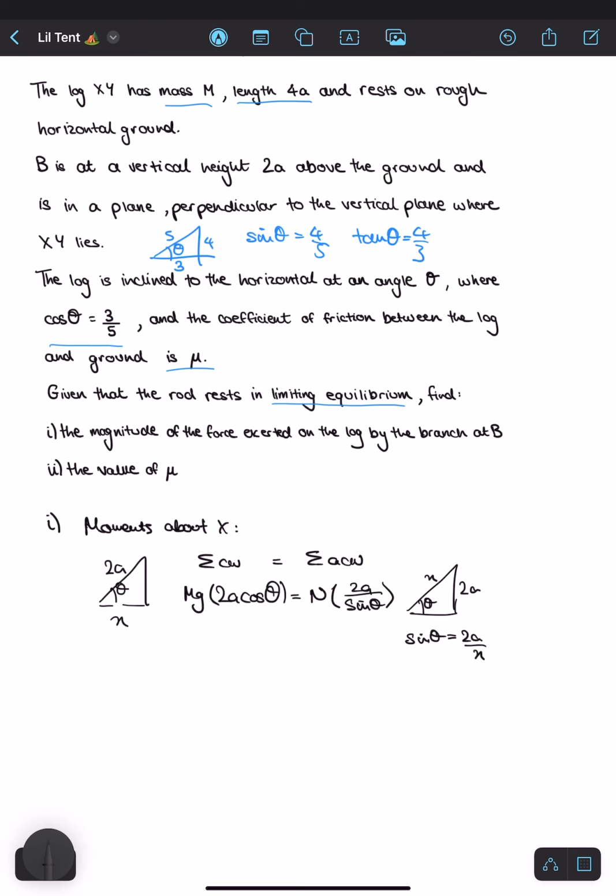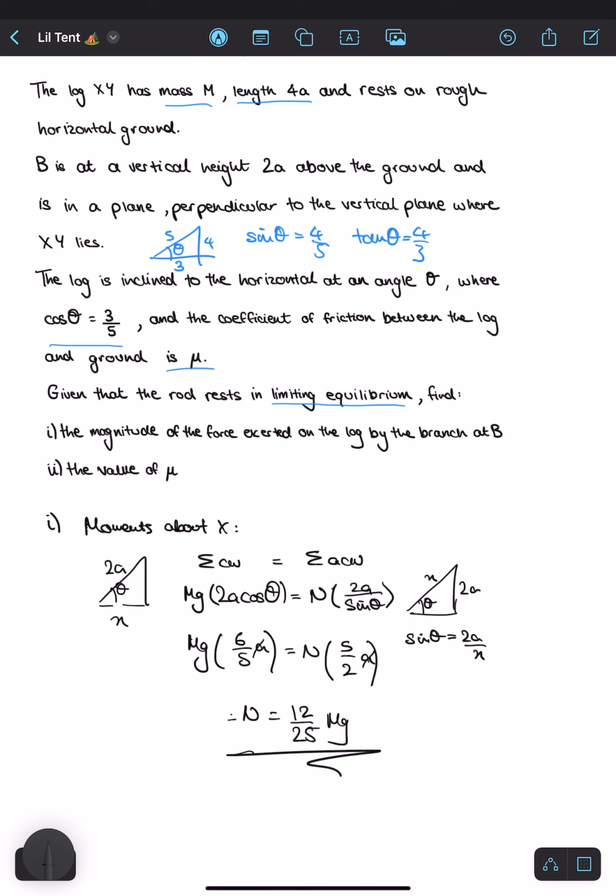Now, if I just sub in my trig values, which I know, I get mg times 2a times cos theta, which is 6 over 5 a, which is equal to N multiplied by 5 over 2a, if we sub in for sine theta. Now, I can cancel out my a's, and if I divide through by 5 over 2, I get that N is equal to 12 over 25 mg. And that is the answer to part 1.